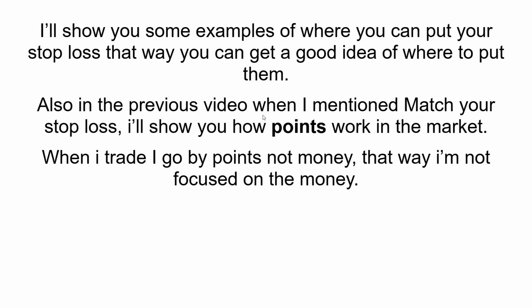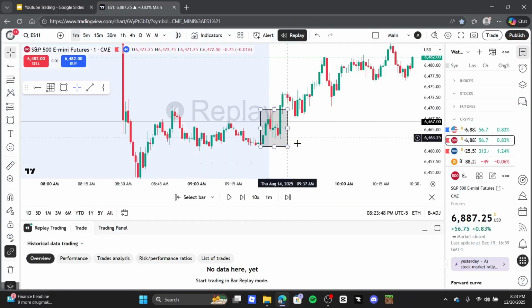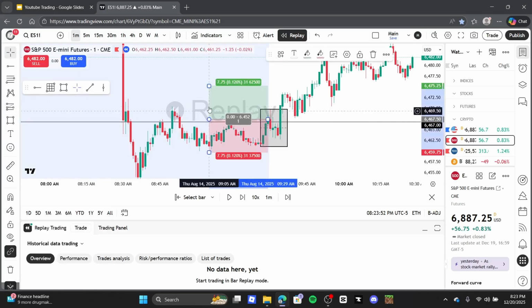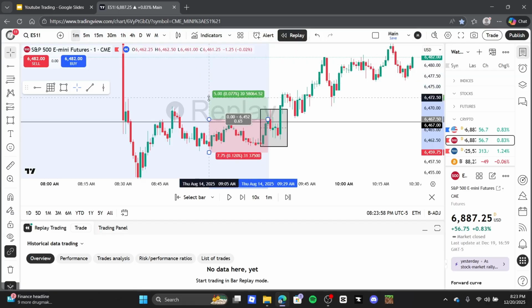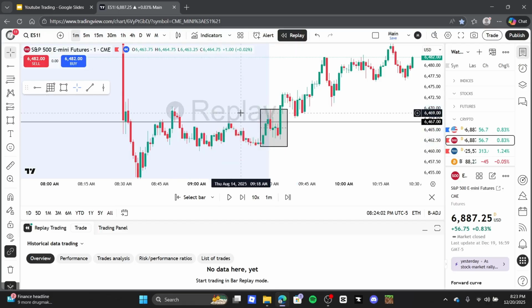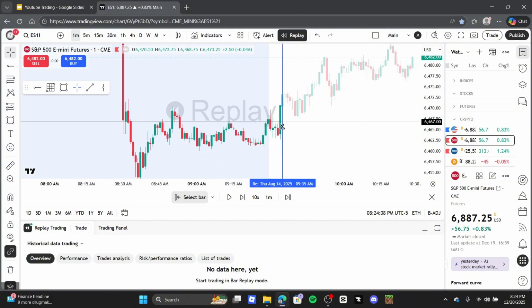All right, and then also I'll go over how points work in the market, and that's because I go by points, not money. I don't really trade by using money. Usually people, when they trade, set their take profits and show you this, and it's like $500 or something. I go by the points, so 10, 5 points, or whatever you want to call it. So let's do that. This was actually yesterday's trade review I was doing. Let me just go back to here.